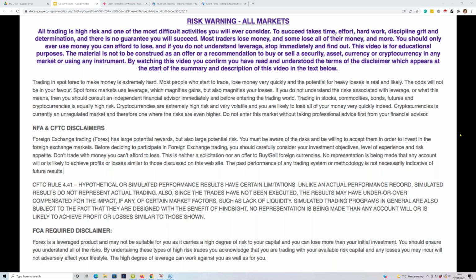We do like to see what's going on in terms of sentiment, because that obviously has a direct impact on the individual currencies and the currency pairs.